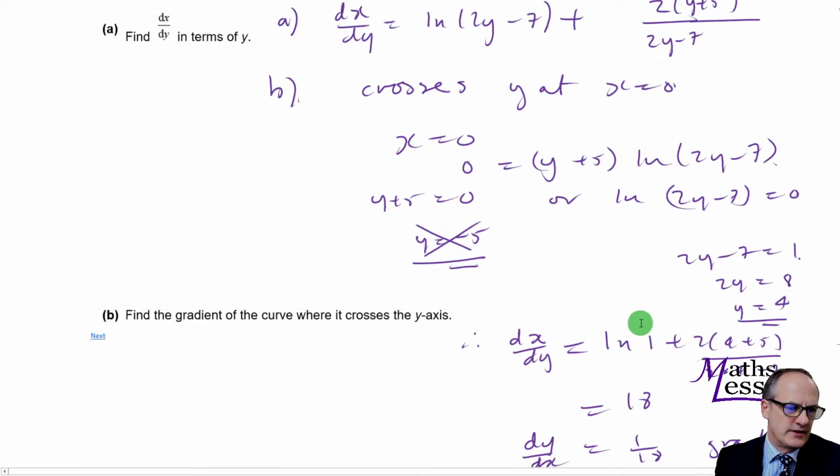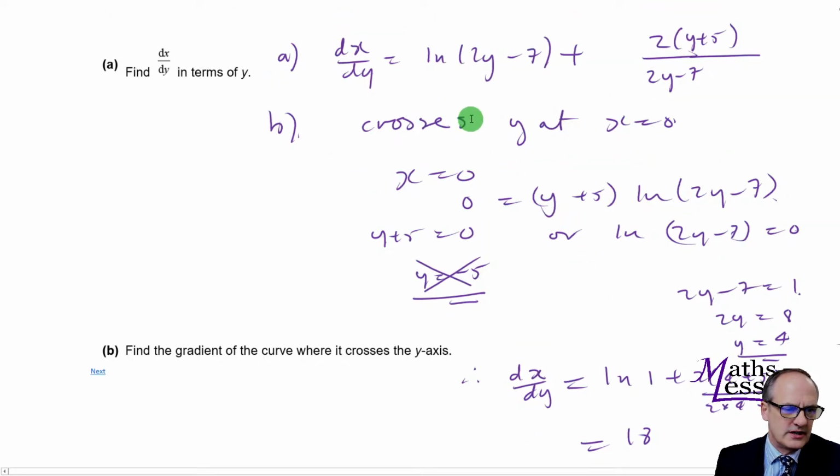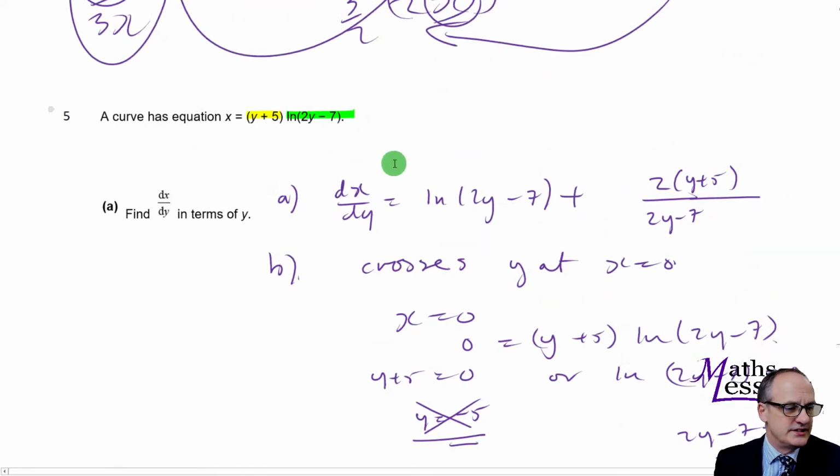Okay, apologies for that little mistake. It shows how you can get carried away. This is actually a very common mistake that students do make, and I've just made this myself, which is to substitute into your wrong equation when you've just made a statement. So it crosses the y axis when x equals 0, so put x equals 0 into here, not here.